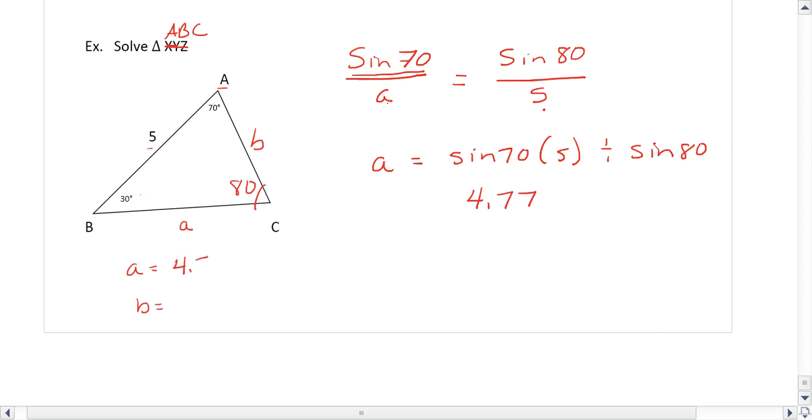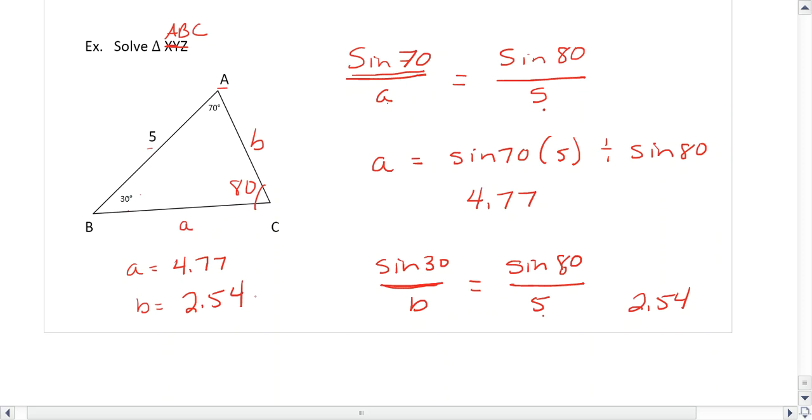So we found that. Now we need to use the law of sines again to find our little letter B. So opposite B is the 30-degree angle. So we write sine 30 over B, and it doesn't matter which one you use. You can use A or C. I guess I'm just going to use C. So we have the sine of 80 over 5. And again, calculator work, sine 30 times 5 divided by sine 80. And for letter B, you should get 2.54. We'll write that in over here. And now the triangle is solved.